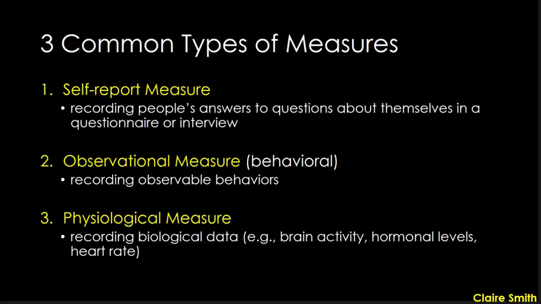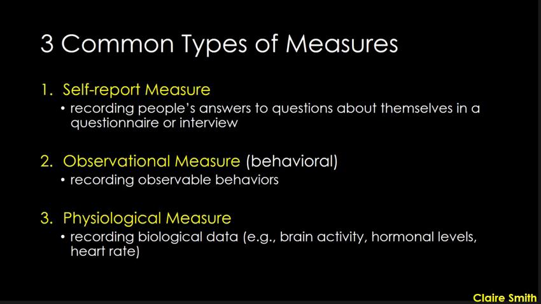So the first is a self-report measure, which would be something like a survey or an exam, where people are recording answers to questions about themselves in a questionnaire or an interview. Okay, so if you want to know how wealthy someone is, what gender they are, how happy they are, you literally go to the person and ask them, right? So that'd be a self-report measure.